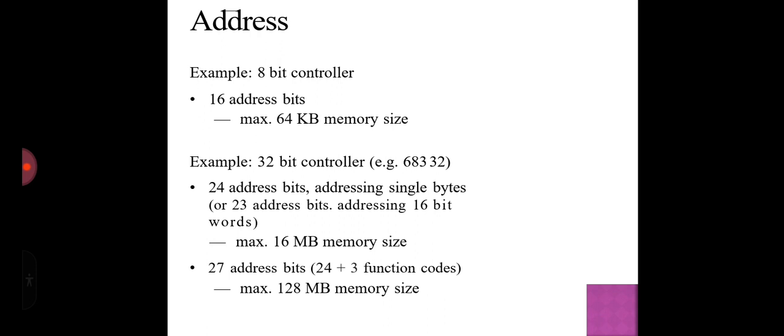Addresses of an 8-bit controller: 16 address bits, maximum 64 KB memory size. 32-bit controller, which is the example: 24 address bits addressing single bytes, or 23 address bits addressing 16-bit words, maximum 16 MB memory size. 27 address bits will give a maximum 128 MB memory size.